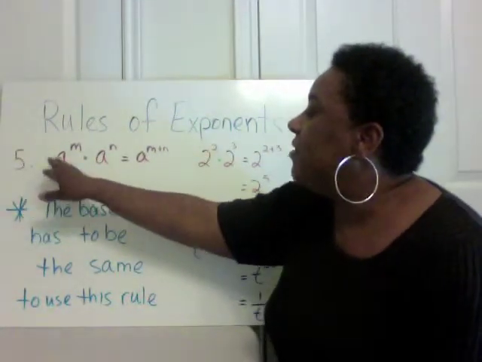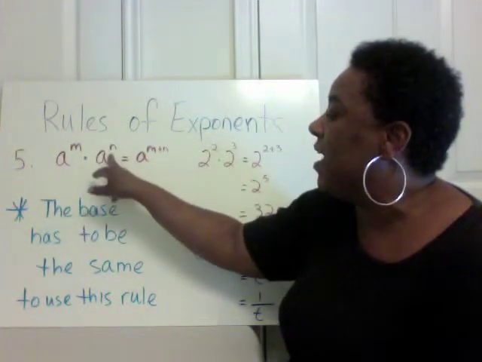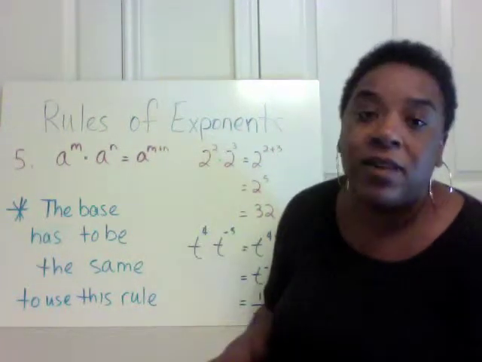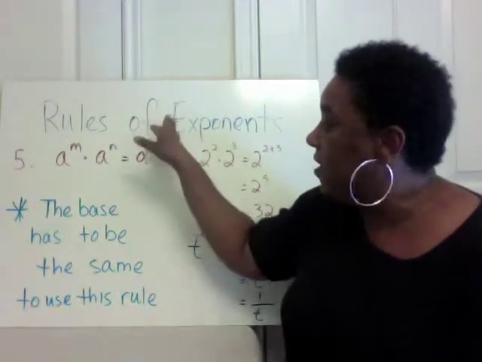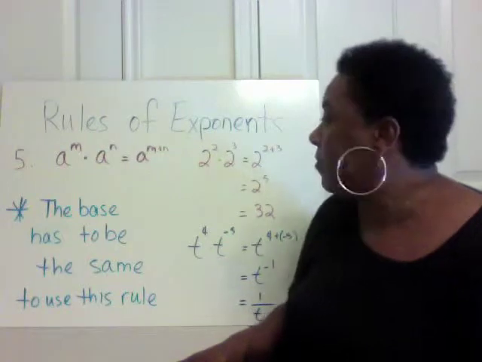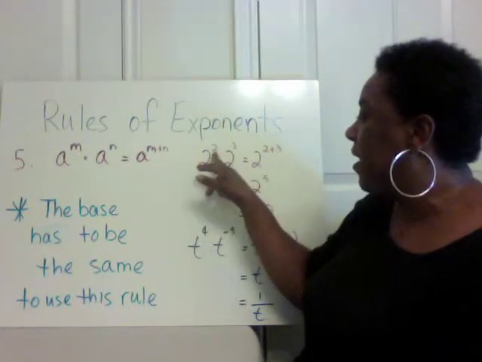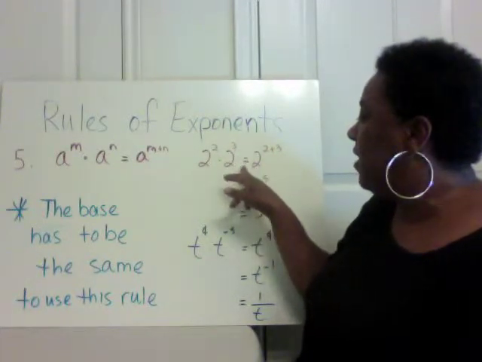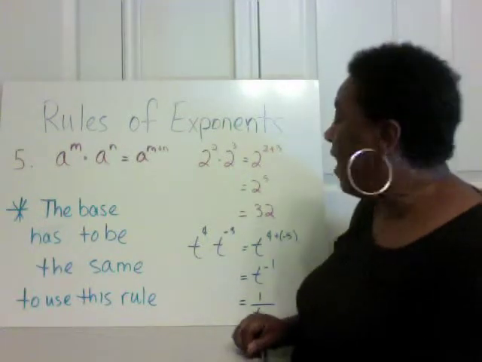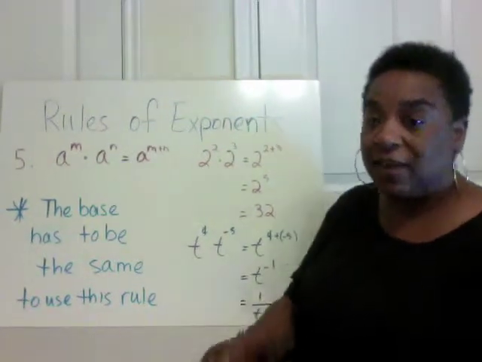This next rule says a to the power of m times a to the power of n equals a to the power of m plus n. I'd like to point out that for this rule, we need to have bases that are the same. So in this example, I have 2 squared times 2 cubed equals 2 to the power of 2 plus 3. That gives us 2 to the power of 5, and 2 to the power of 5 equals 32.